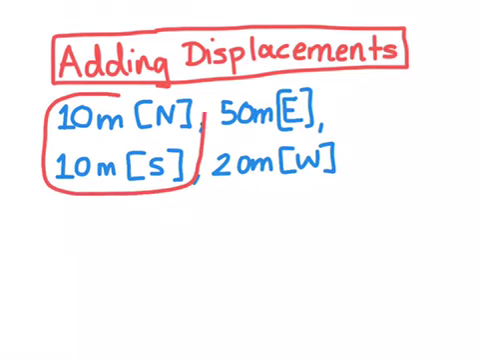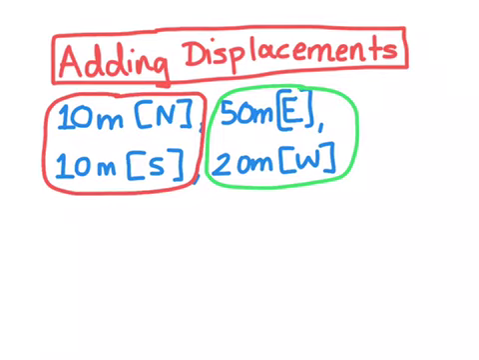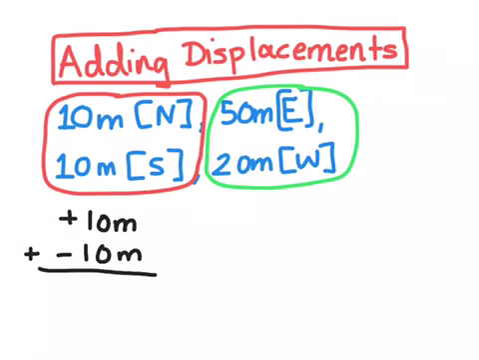because they're in opposite directions, and we can group our east and west vectors together because they are in opposite directions. So north and south, we know that we traveled positive 10 meters, so that's our north, and negative 10 meters, that's our south. So when we add these 2 numbers together, we get 0. So that means that we didn't move north or south overall.